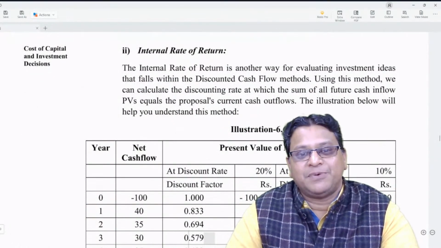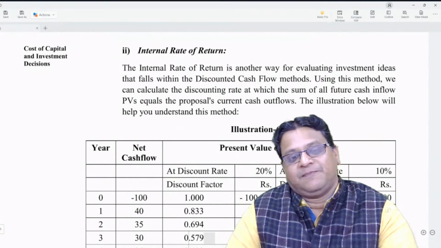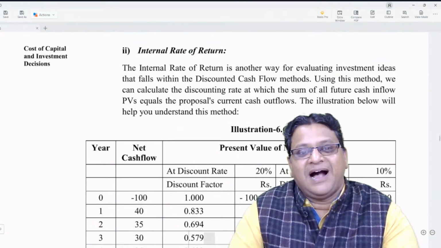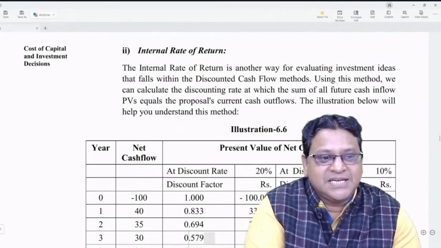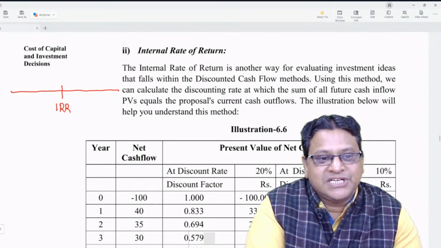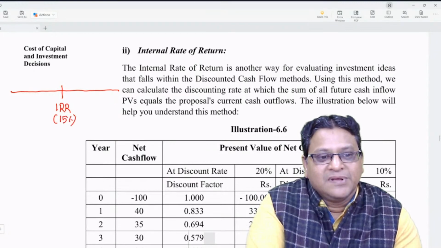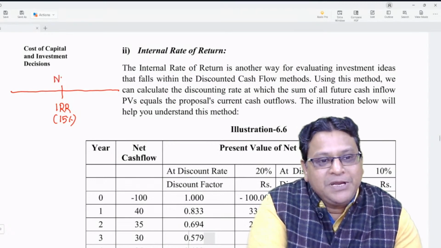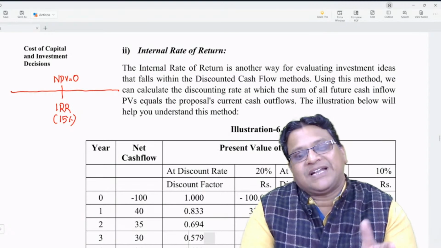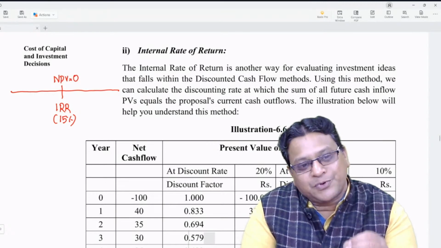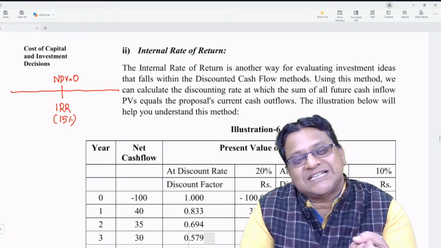The next method of capital budgeting is known as the IRR method. What is the IRR method, or internal rate of return method? IRR is a discount rate. Let's take an example. IRR of a project is 15%. That means if we discount the project at 15%, the NPV will be 0. So IRR is a discount rate at which, if we discount the project, we will get NPV equal to 0.